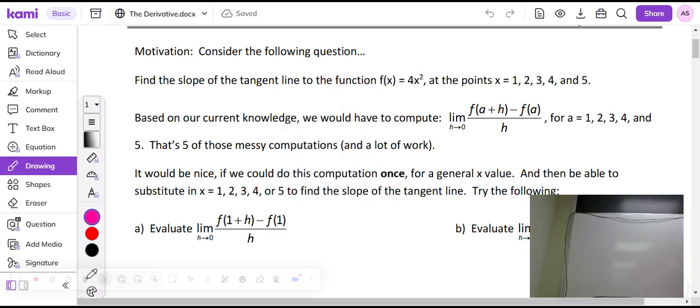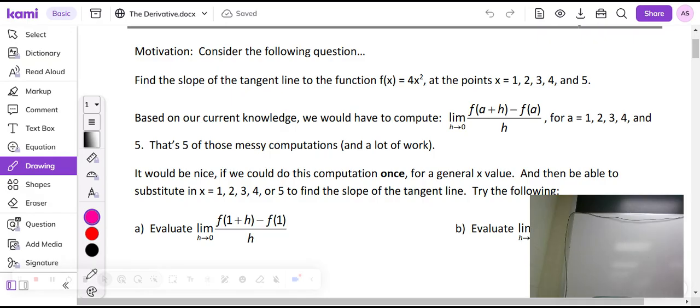All right, we're recording. So what if we wanted to find the slope of the tangent line of this function at these 5 points, or even more? What if we want to do it at 20 points? Based on our current knowledge, what we have to do is, like the warm-up, set up a difference quotient, do some kind of algebraic manipulation so that you can evaluate the limit at h equals 0, which it's possible to do.